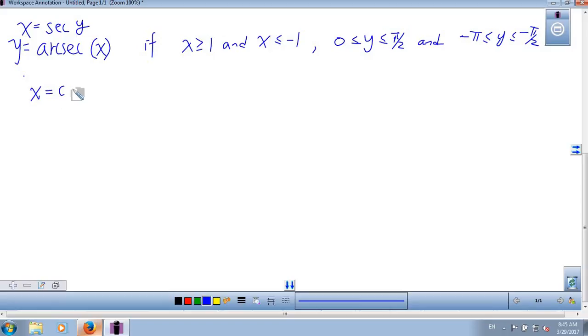Now, what about cosecant? So if y equals arccosecant of x, it will follow the same pattern. x greater than or equal to 1 and x less than or equal to -1, because our arcsecant and cosecant have the same domain range in this case.